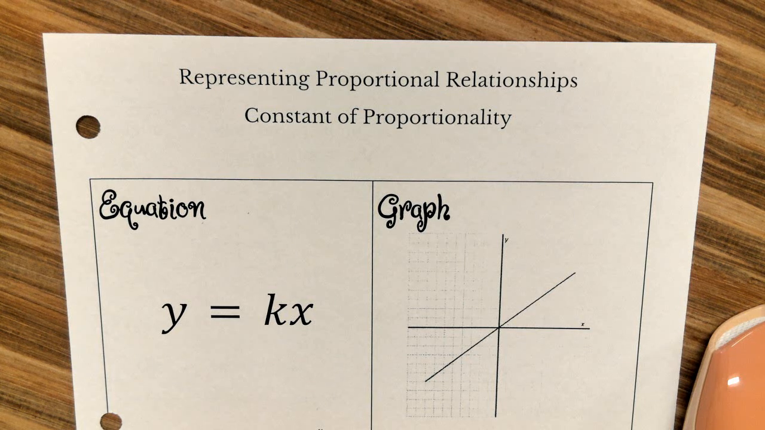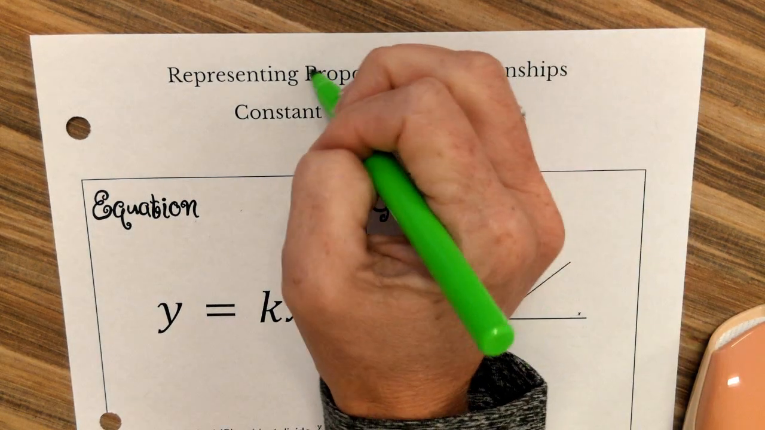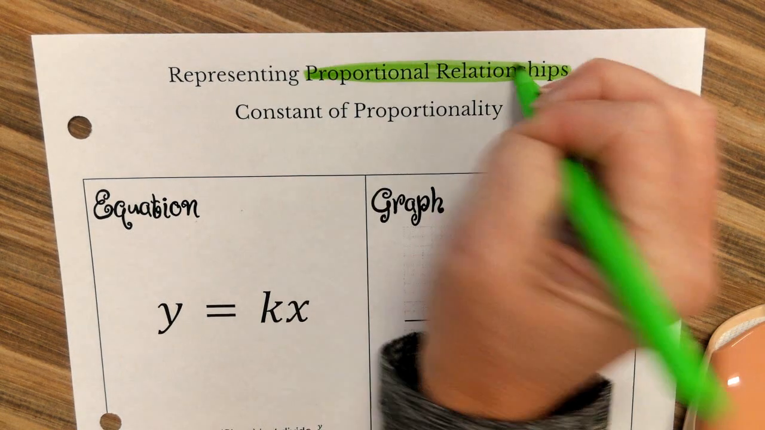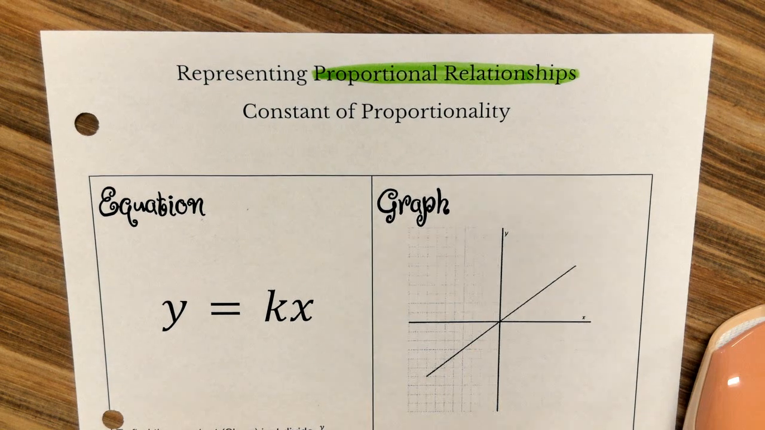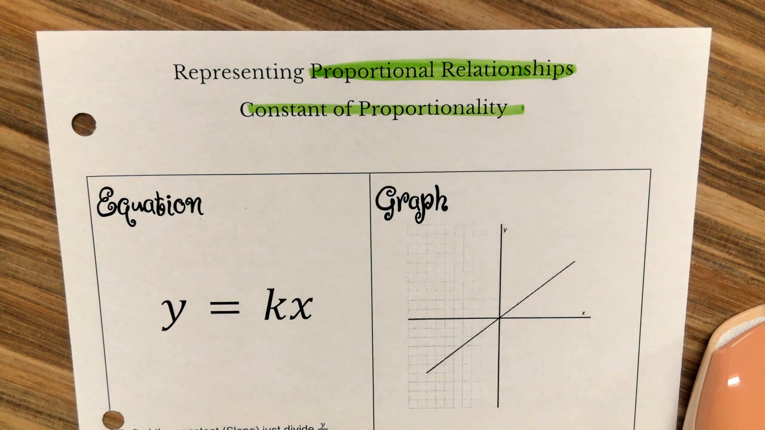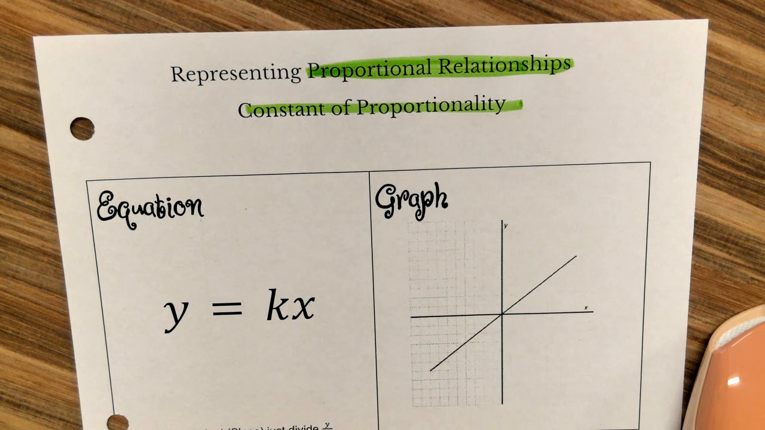Today we're going to go over proportional relationships, and we have learned all of this. We're just going to piece it all together today. Proportional relationships also is constant of proportionality. They mean the exact same thing. I don't know what words the STAR test would use, so I need y'all to know they mean the same thing.